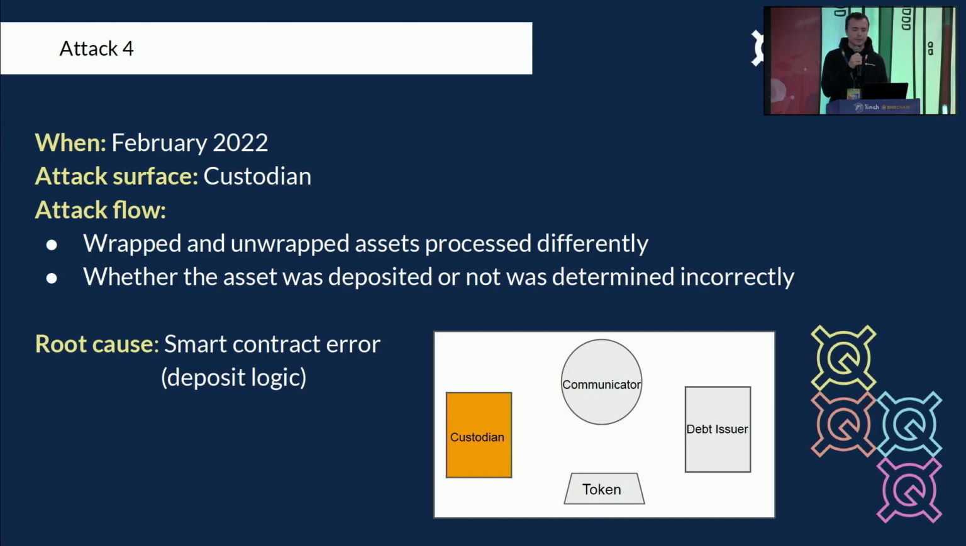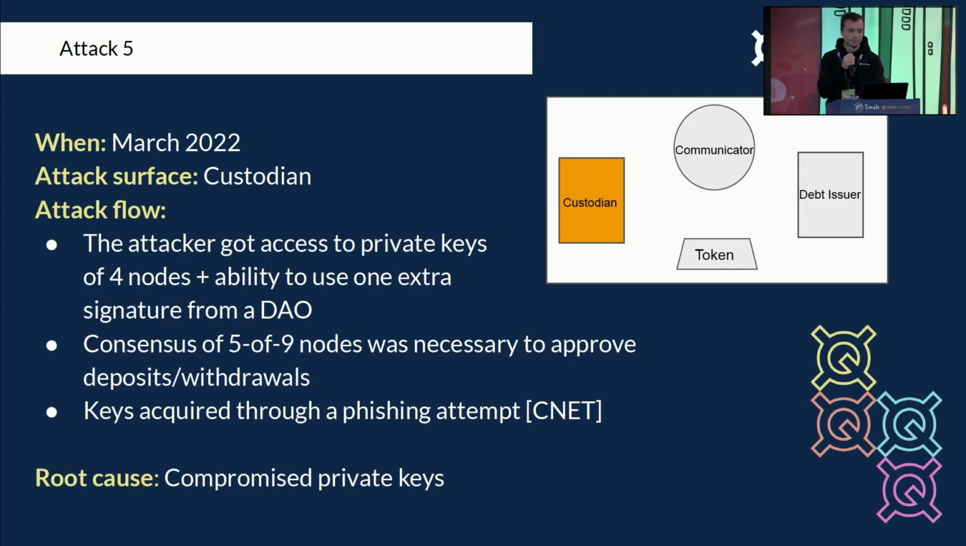The next attack of February was also related to the custodian, and similar to the second attack, it was related to an issue in the deposit logic. Unfortunately, wrapped and unwrapped assets were processed differently, and the fact of the deposit was not properly determined. Therefore, the root cause here we also identify as an issue in a smart contract, more specifically in the deposit logic, and it was also related to the custodian component of the bridge.